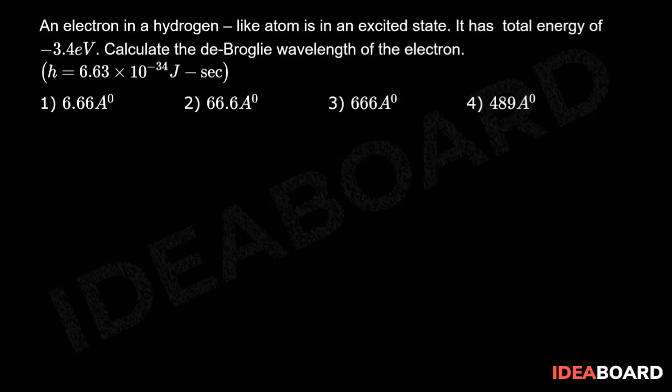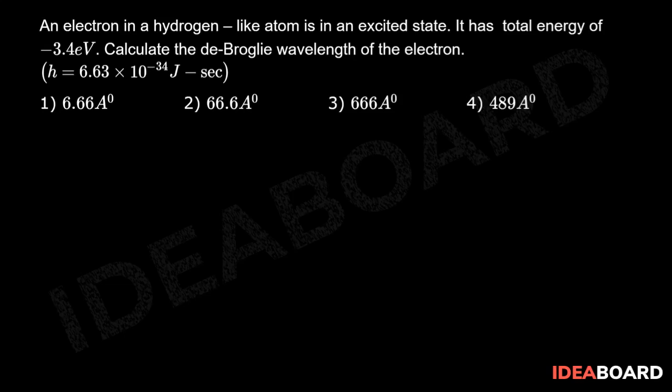An electron in a hydrogen-like atom is in an excited state. It has a total energy of minus 3.4 electron volts. Calculate the de Broglie wavelength of the electron. h is equal to 6.63 into 10 to the power minus 34 joule second, which is Planck's constant.